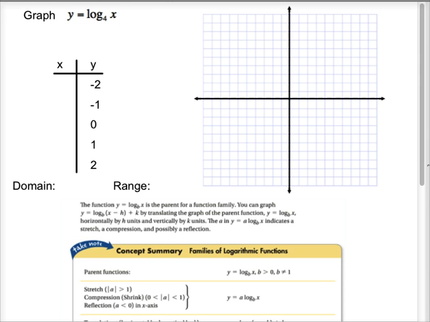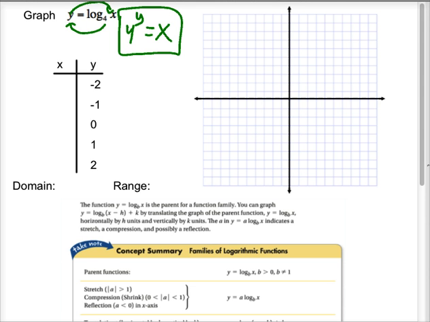So I'm going to take this and say 4 to the y equals x. Okay? We have to be able to write it in that alternative form. It is an absolute must. All right? Because this I know how to work with.